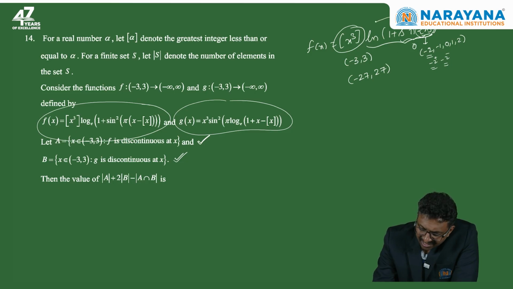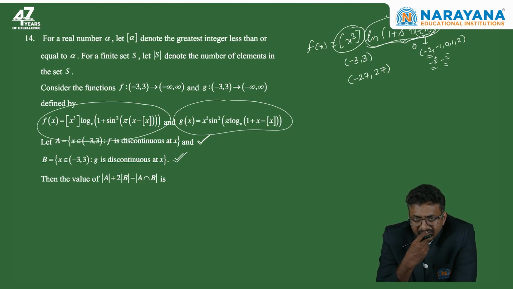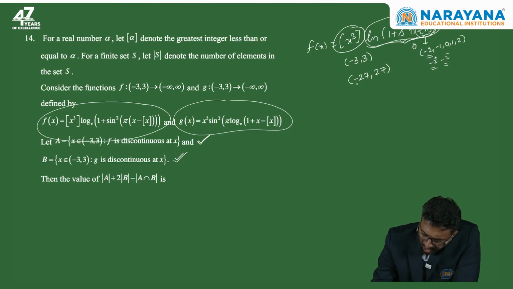So you can see that there are no continuity problems for the second function in this. There are only continuity problems for the first function. So how many continuity problems are there? From minus 27 to plus 27, not including minus 27 and plus 27. So it's like minus 26 to plus 26.